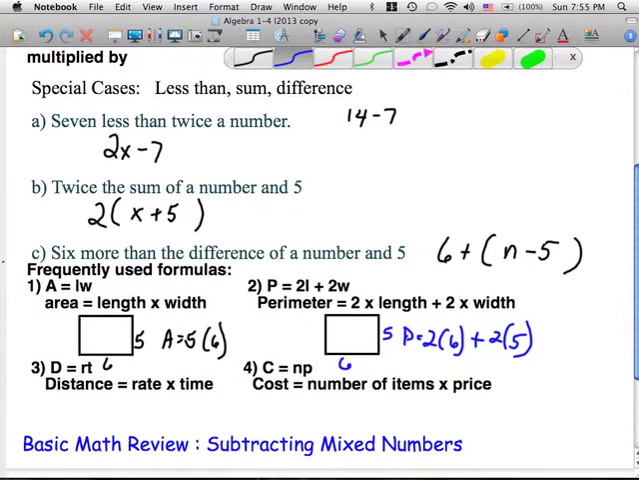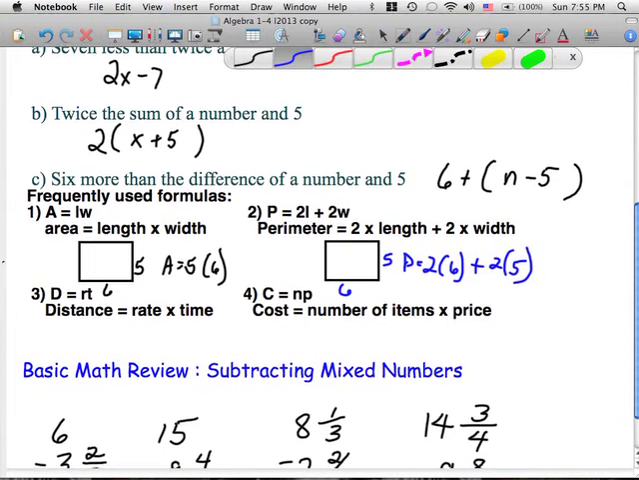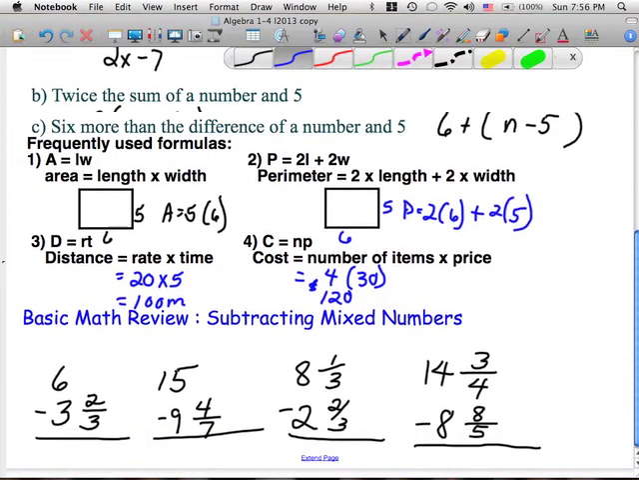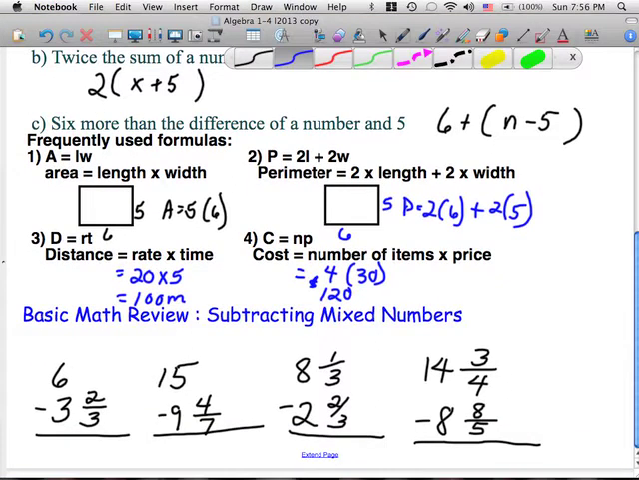Distance is how far you traveled based on how fast you're going times the time you travel. So if you were going 20 miles per hour and you went for 5 hours, you would go 100 miles. And a standard formula for business cost. Cost equals the number of items you're buying times the price per item. So if you wanted the cost of 4 pairs of pants, and they were $30 a pair, it'd be $120.